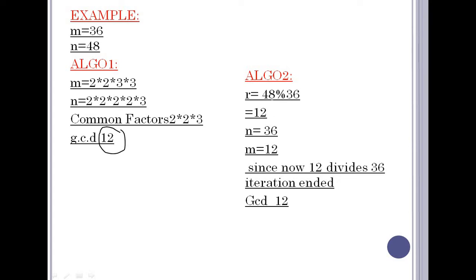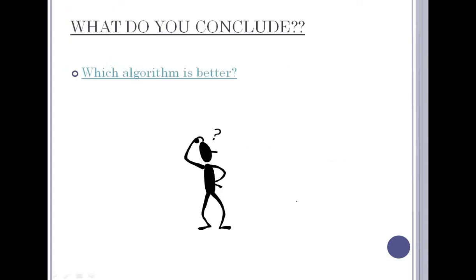In the second algorithm, the first time it checks whether it is completely divisible. If it is not completely divisible, it finds the remainder, which is 12. After that it enters the while loop. My n becomes 36 and my second number becomes the remainder. Now the second number completely divides the first, so it returns the GCD as 12. So now we can understand that one problem can be solved with many methods, and various algorithms exist.